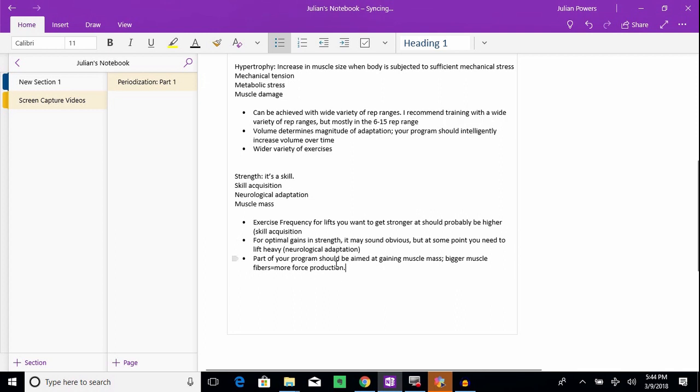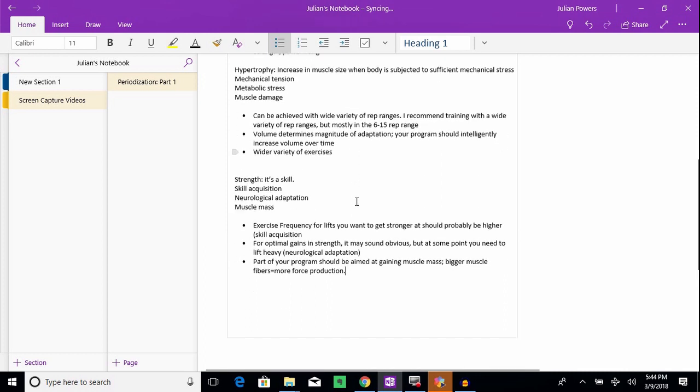At some point, your skill acquisition and your neurological adaptation, which is lifting heavy, is going to have very diminishing returns, or at some points during your program, it might be hard to sit there and find out how to get better in a lift. So it might just be maintaining your good form, but the one that's kind of guaranteed, and it's still going to slow down over time, is just getting more jacked. The bigger the muscle fibers, the more force production. So part of your program should be aimed at getting more jacked, gaining more muscle mass, which again, we went over just a little bit ago on hypertrophy.